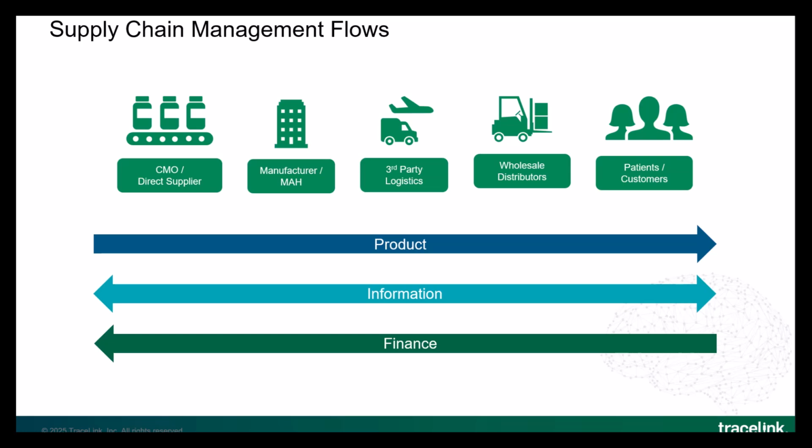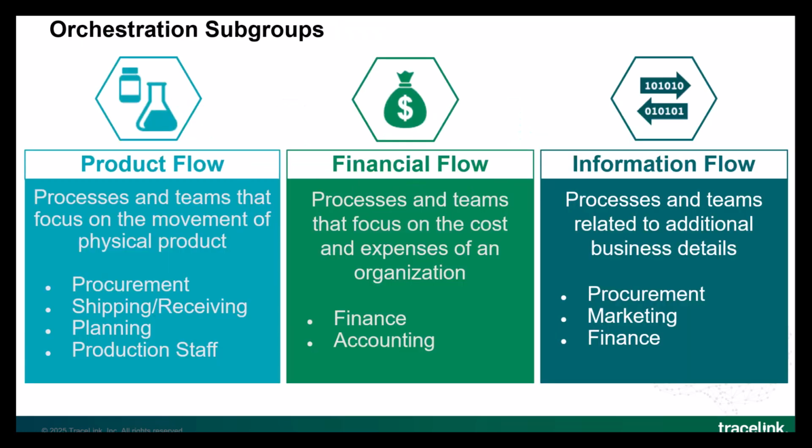Last but certainly not least, finance. Everyone in the supply chain is compensated for their part in the orchestration. Every customer pays a provider for services rendered. This can include the product itself, value-added service like packaging and labeling, storage of the product, and delivery of the product. Each of the orchestration subgroups can have overlap in personnel and shared data.